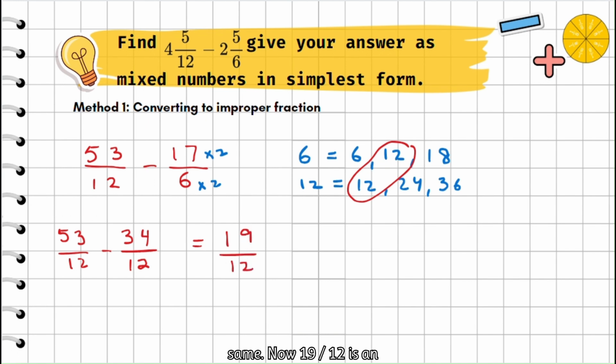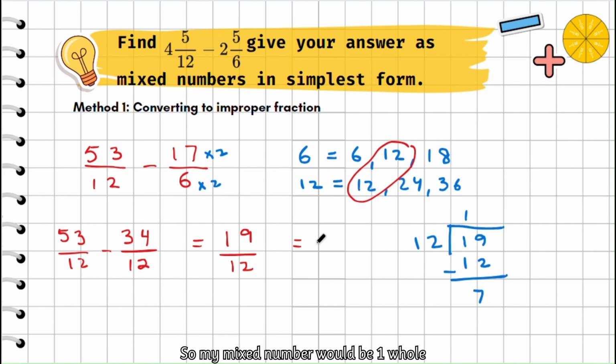Now 19 over 12 is an improper fraction, so to convert it into a mixed number, I'm going to divide 19 by 12. 12 times 1 is 12, and 19 minus 12 is 7. So my mixed number would be 1 whole 7 over 12.